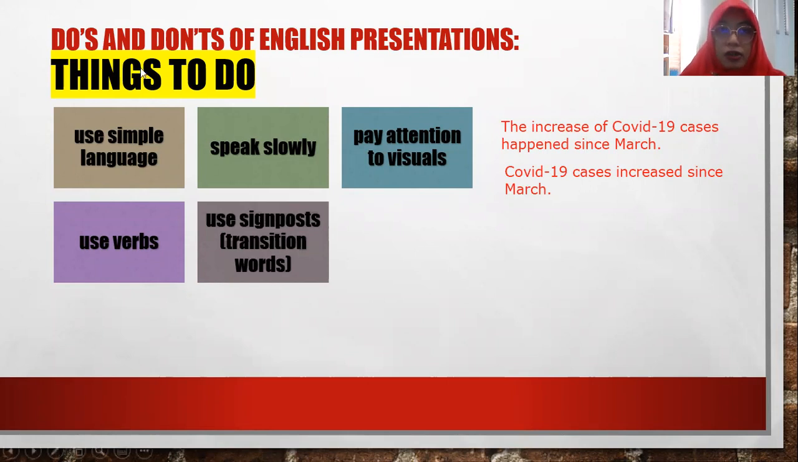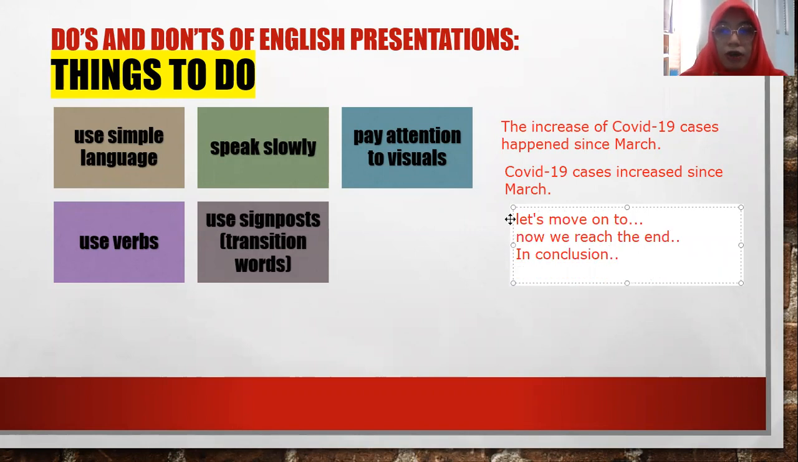the presentation. Okay, so when you are presenting, you could say, for example, if you want to move on to the next section, you can say, let's move on to. Or if you want to end the presentation, you can say, now we reach the end, or in conclusion. Or if you want to state points, you can say firstly, secondly, thirdly, and so forth. Okay, so we will learn more about this in our second section on presentation language.